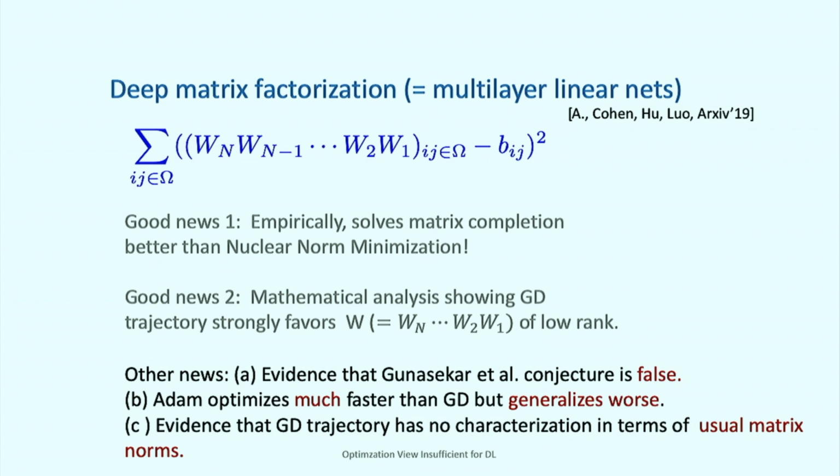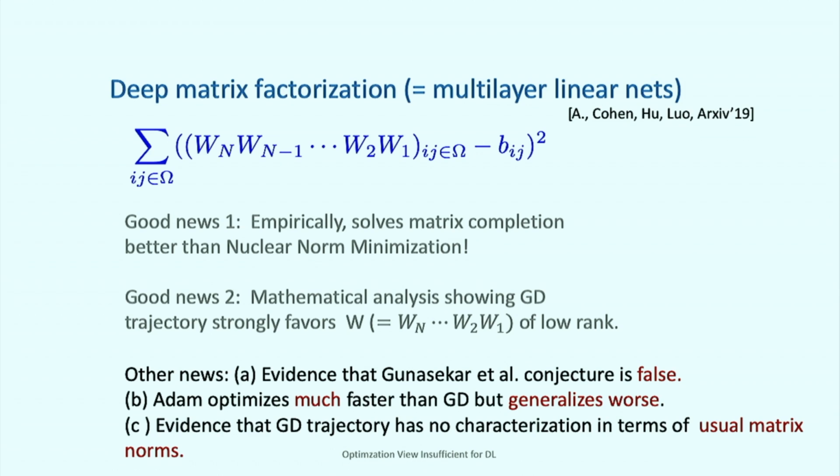All right, other news, evidence that the Gunasekar et al. conjecture is false. Sorry, Surya, but she knows this. She's seen this paper. Adam optimizes much faster than gradient descent, so you can use a different training algorithm. Again, I don't call it an optimization algorithm. Use a different training algorithm, and it gets to zero error much faster on the training, but it generalizes worse. Okay? And there's some evidence in the paper that this gradient descent trajectory may not have any simple characterization in terms of usual matrix norms, like nuclear norm.